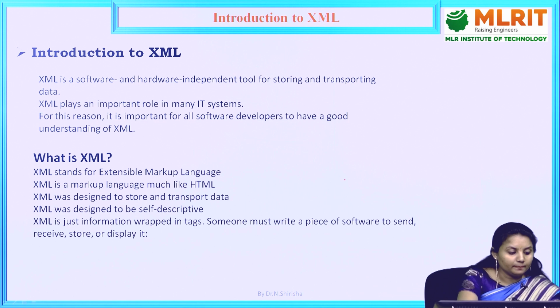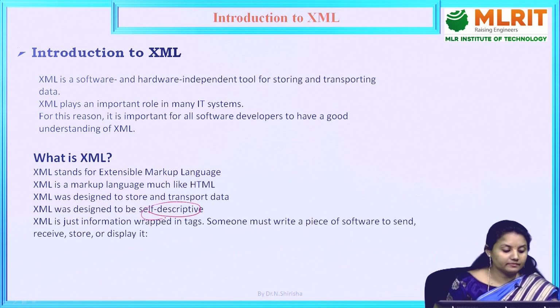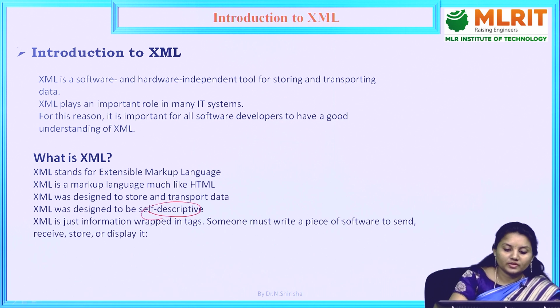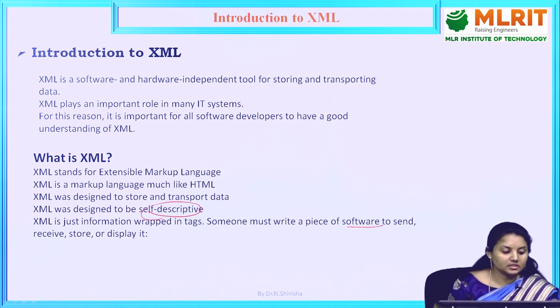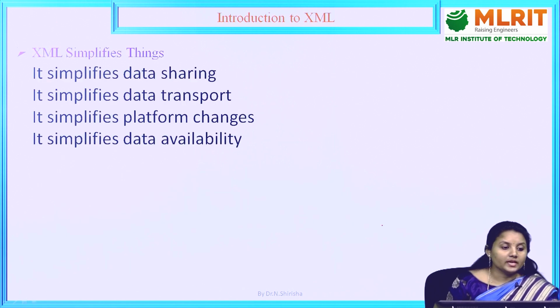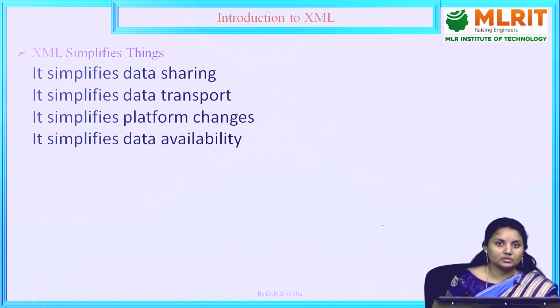If you see, it is self-descriptive. Whatever MLR I have given, that is self-descriptive. It is just information wrapped in tags. XML is nothing but the data that is being sent or transmitted given in the form of tags. Someone must write a piece of software to send, receive, store or display it. Then we use XML, which simplifies things.